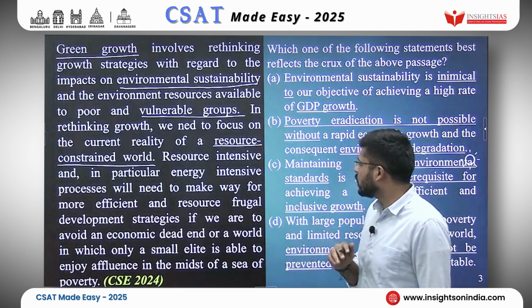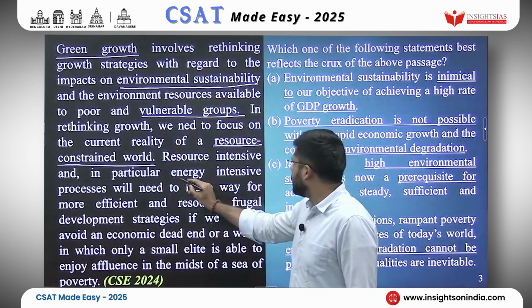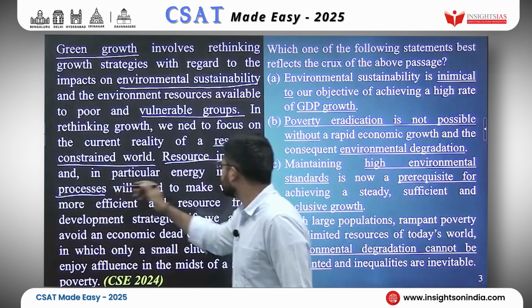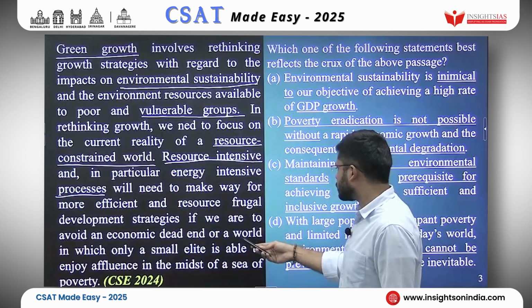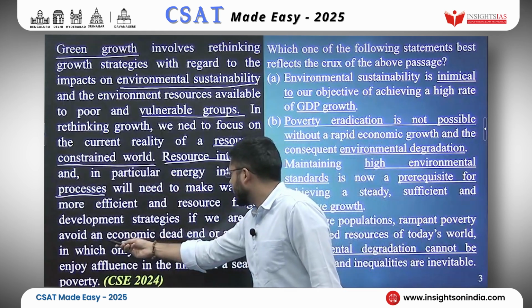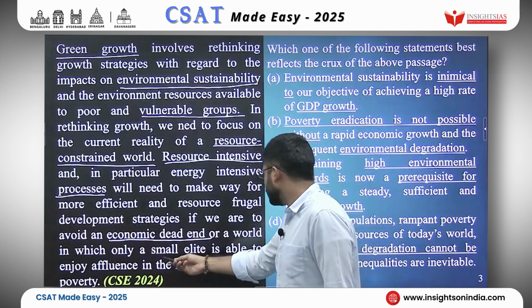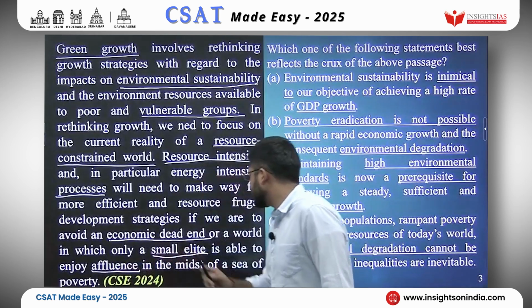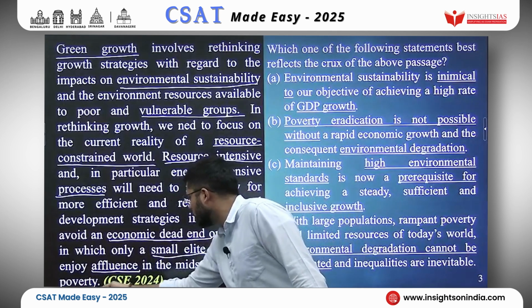Okay, what will we underline here? I will underline resource intensive processes. I will read it as resource intensive processes. Then I will underline economic dead end, and I will underline small elite affluence, and also poverty.